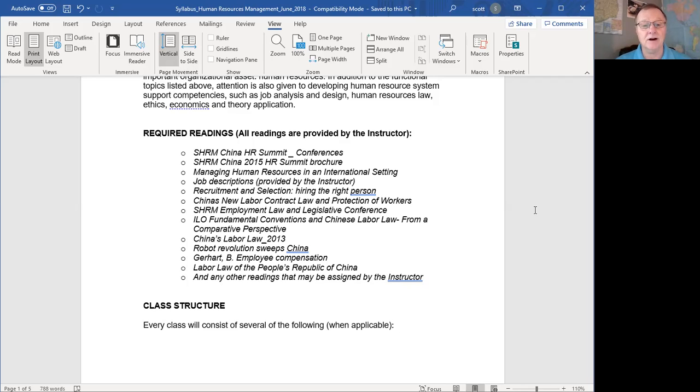Gerhart's employee compensation. So we'll talk about how much money we should pay our employees. We'll look at the labor law of the People's Republic of China, and then any other readings that may be assigned to you by me. All right. And oftentimes I find newspaper articles and recent peer-reviewed articles that I'll share with you during the course.